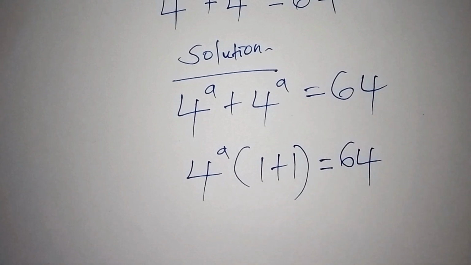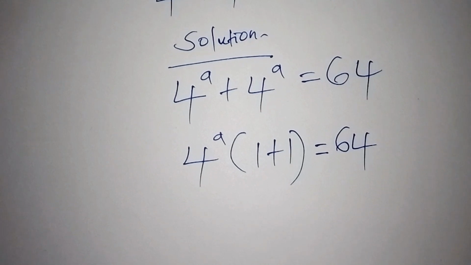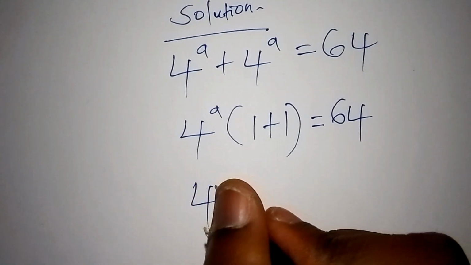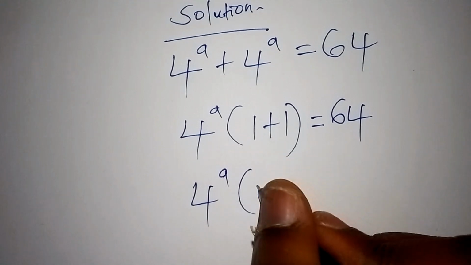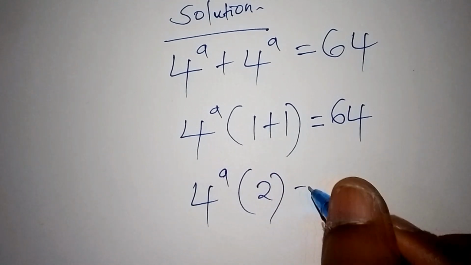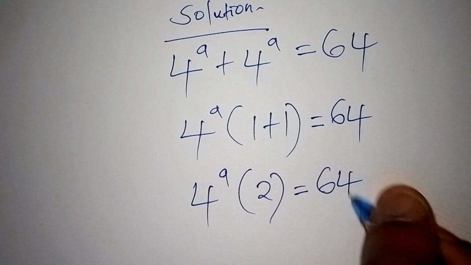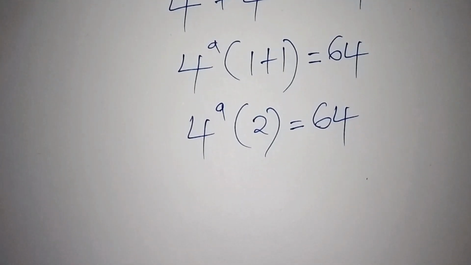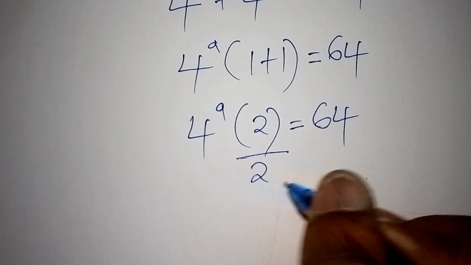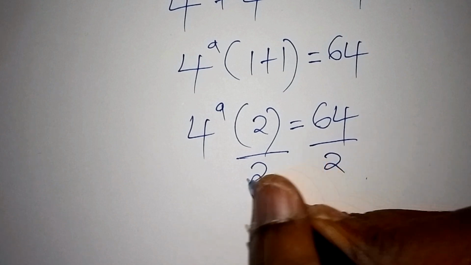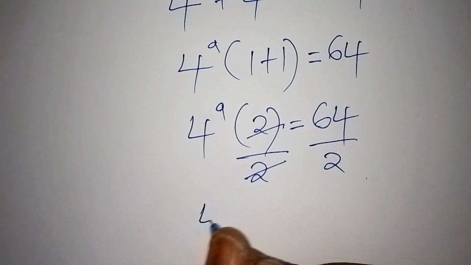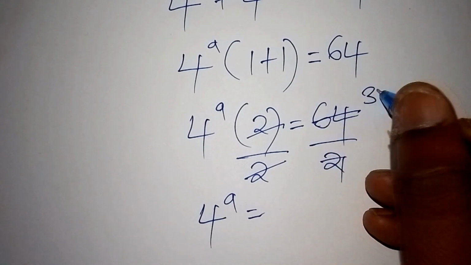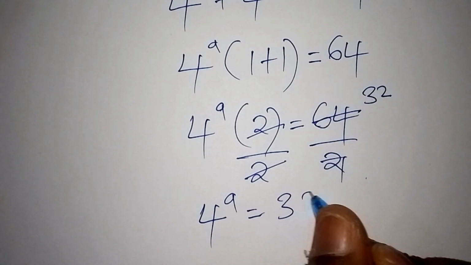Our next step, we shall work out the number inside the bracket. So we shall have 4 to the power of a into bracket 1 plus 1 is 2, close the bracket, is equal to 64. Now we shall divide both sides by 2, so 2 and 2 shall cancel. So we now have 4 to the power of a is equal to 2 into 64, 32. So it's equal to 32.